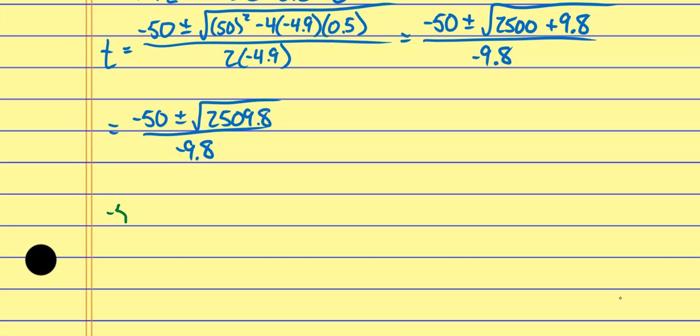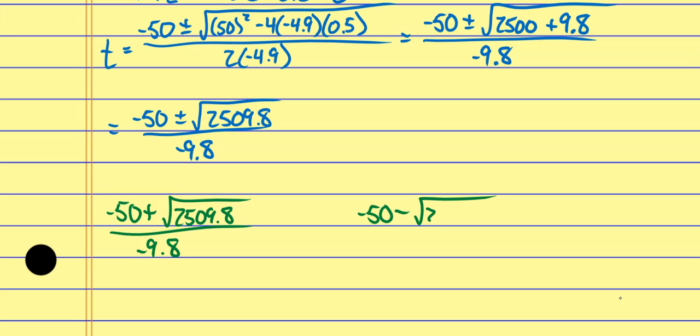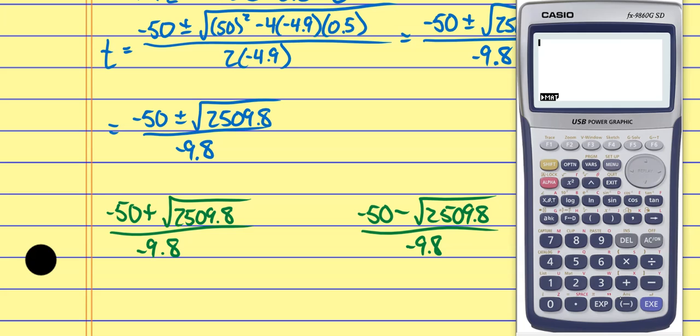One of these is negative 50 plus the square root of 2509.8, and then divided by a negative 9.8. And then the second one we have to plug in is the negative 50 minus that thing. And so the plus or minus literally becomes two things. It gives me two completely separate things that I need to plug into my calculator. And let me pull my calculator up just so you can see me punch this in.